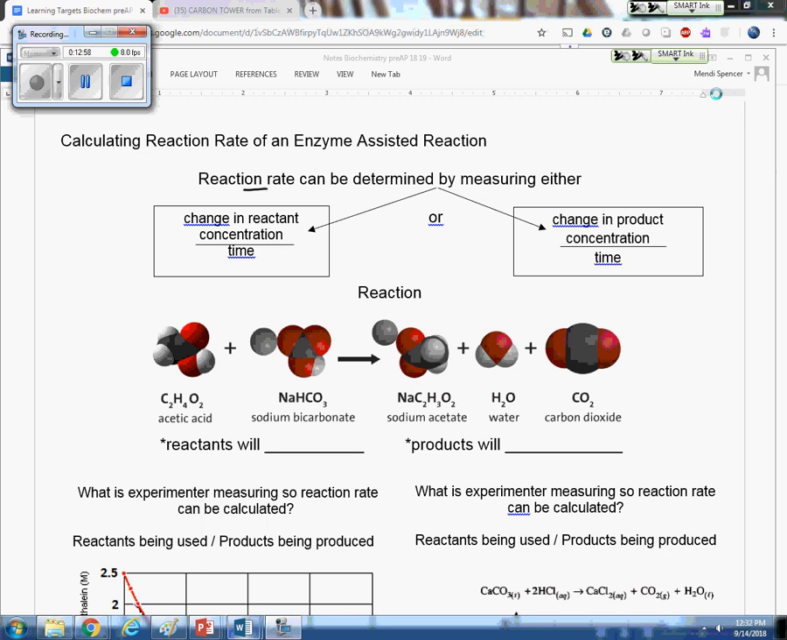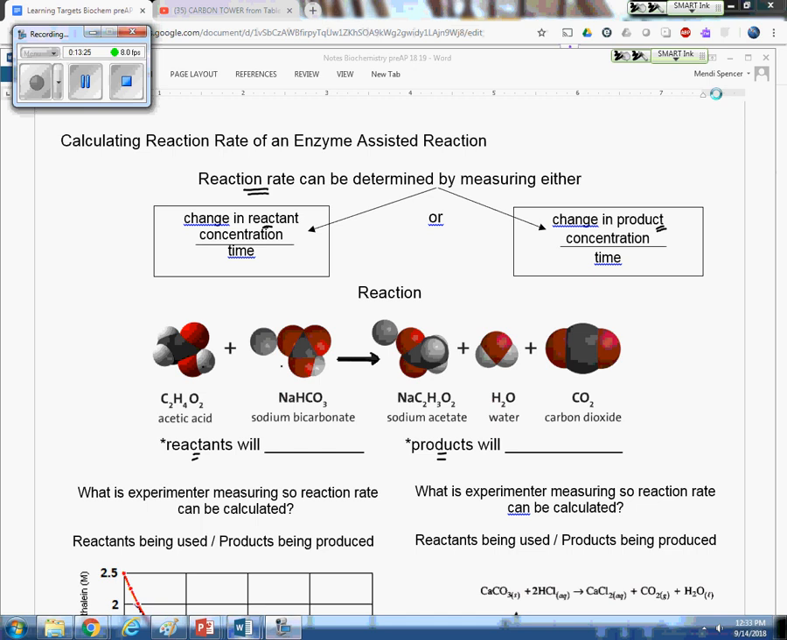So reaction rate can be determined by either measuring the drop in the reactants, the change in reactants over time. Remember, we're always going to be looking at rate over time in this class. Or I can look at the formation of the product over time. Now let's think about this. Here's a reaction. So we have 2 reactants. We have our arrow. So these are the products over here on this side. And again, these are the reactants.